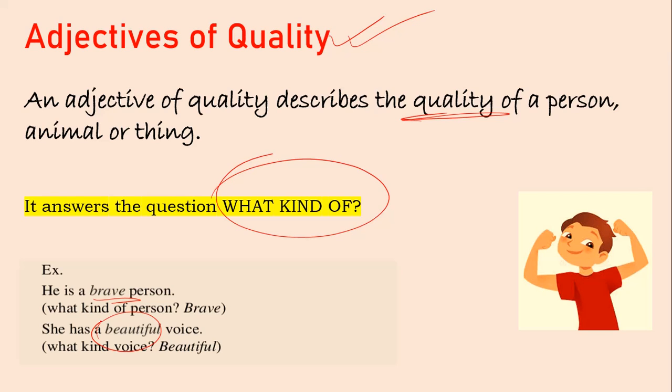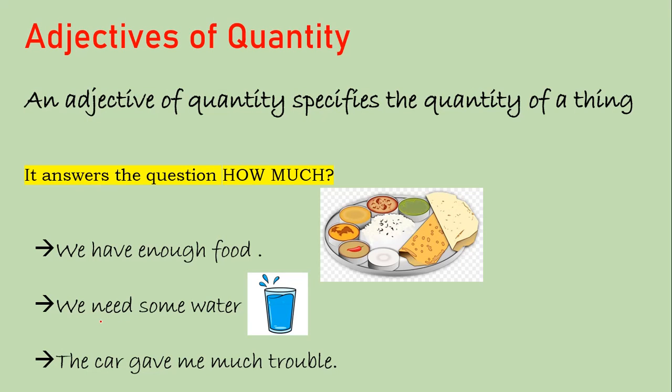Okay, so we'll continue with the rest. The second one, we have adjectives of quantity. An adjective of quantity specifies the quantity of a thing. It answers the question how much of something we are talking about. So we have enough food. We need some water. The car gave me much trouble. How much trouble? How much water do you have? How much food do you need? So these are the adjectives of quantity.